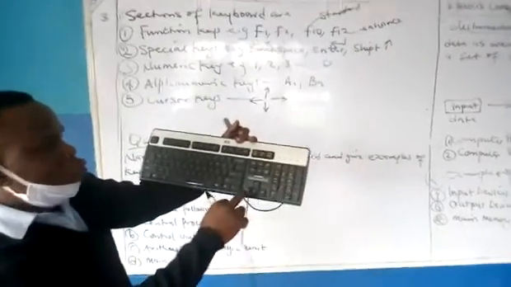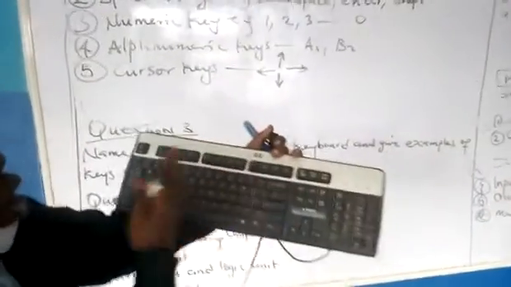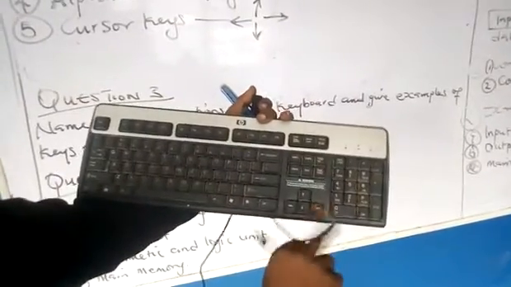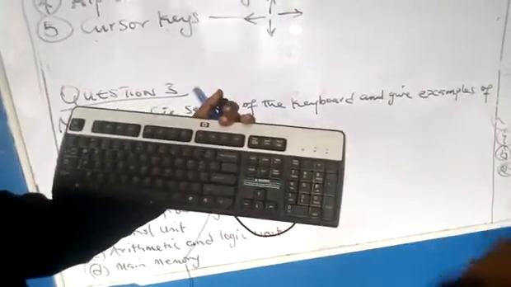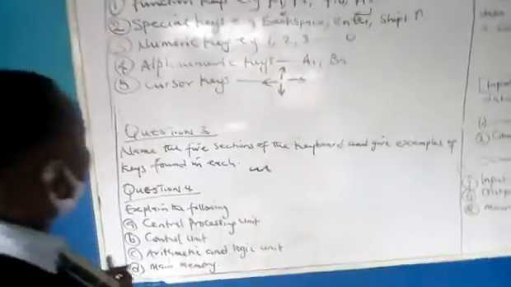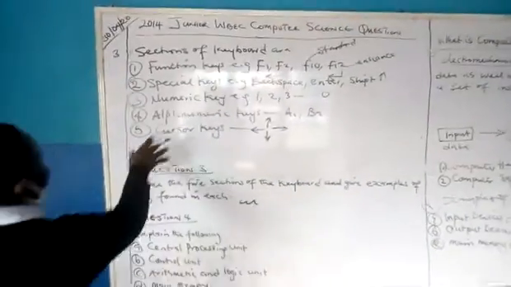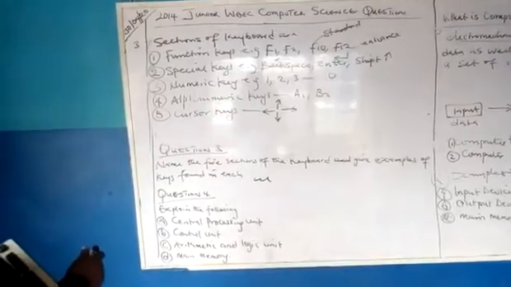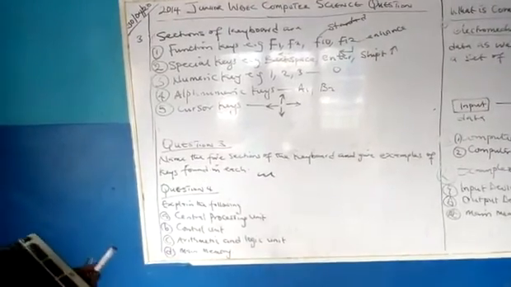You see it? Once you press here, it moves what you are doing backward. If you press the right side, you move it rightward. If you press up, you move the work up. You press down, you shift the work down. That is the cursor key. So that answers question number 3.